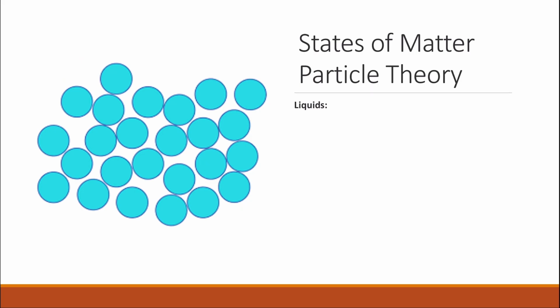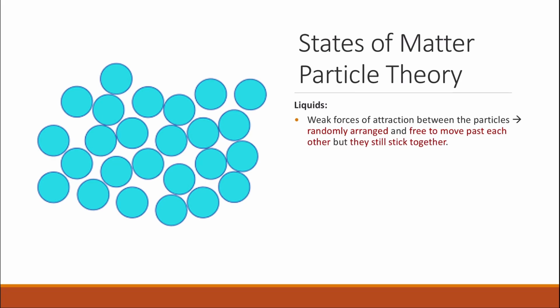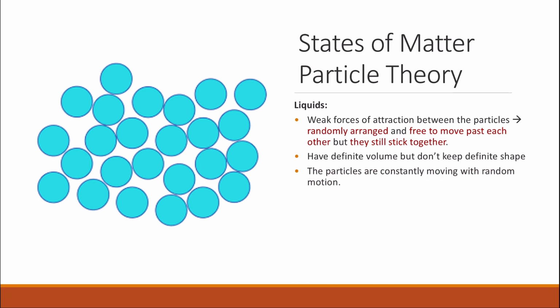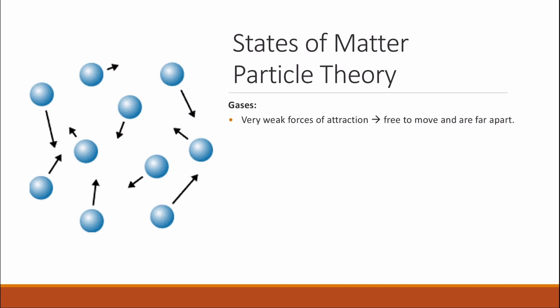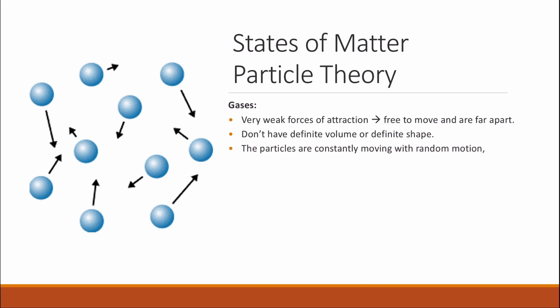When we look at the liquids and then use the particle theory model, you're going to find that there are weak forces of attraction between the particles of the liquid, so the liquid particles can move more freely. However, they still stick to each other. They have a definite volume, however, they don't have a definite shape because they can move freely past each other. The gases, then, have very weak forces of attraction in between them. They are free to move and they are far apart. They don't have a definite volume or a definite shape. The particles are constantly moving with random motion.